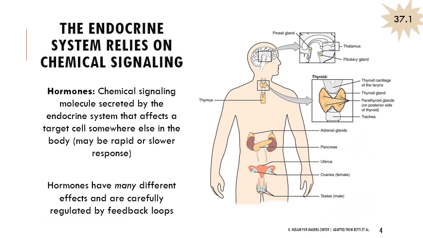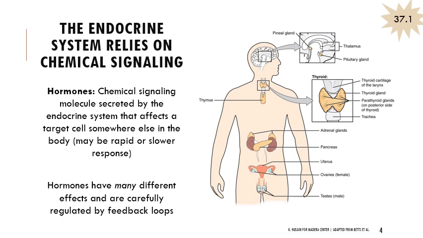Okay, so the endocrine system really comes down to chemical signaling, and there's a lot of different types of chemical signals in our body, a lot of different classifications. Here we're specifically talking about hormones, which are chemical signaling molecules. They're secreted by the endocrine system, and they have an effect on a target cell somewhere else in the body. So we talked before about endocrine, paracrine, and autocrine signaling. I'll review those for you today.